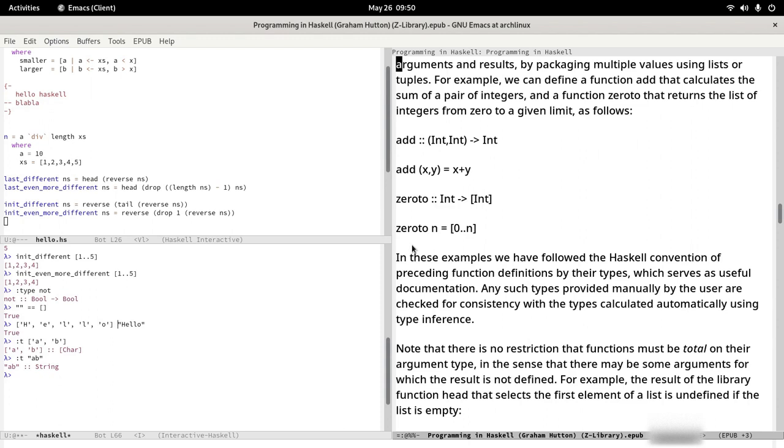In these examples, we have followed the Haskell convention of preceding function definitions by their types, which serves as useful documentation. Any such types provided manually by the user are checked for consistency with the types calculated automatically using type inference. Note that there is no restriction that functions must be total on their argument types, in the sense that there may be some arguments for which the result is not defined. For example, the result of the library function head that selects the first element of a list is undefined if the list is empty.